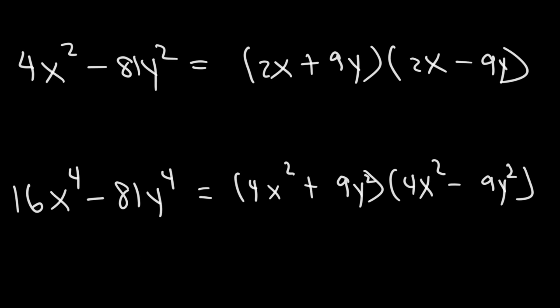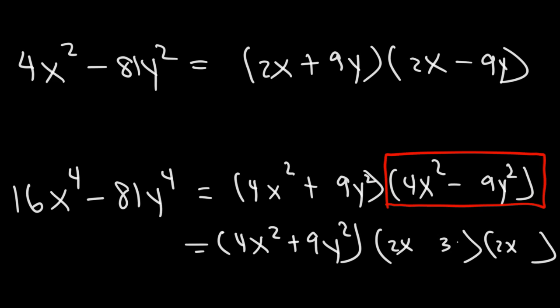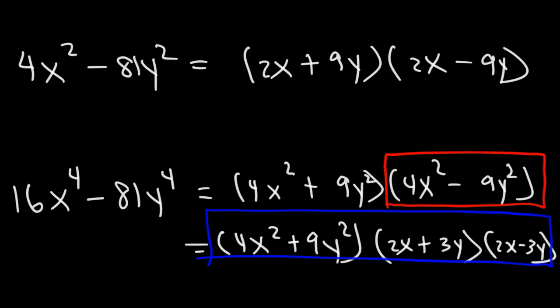However, we're not quite finished. Notice that we can factor this expression. We have another difference of squares, or difference of perfect squares rather. So I'm going to rewrite the first one, and then we can factor the second one more time. The square root of 4x squared is 2x. The square root of 9y squared is 3y. So this is going to be plus and minus. So this is the final answer for the second example in its completely factored form.